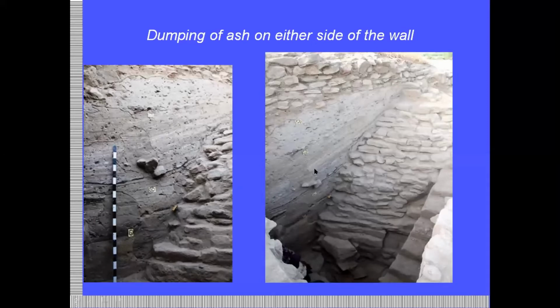So something is happening on top of the wall towards the end, in what we have said is Kanmer 2b, towards the end of that phase, and in Kanmer 3 too. So people are throwing ash on either side, maybe doing some kind of craft activity. Something is happening.